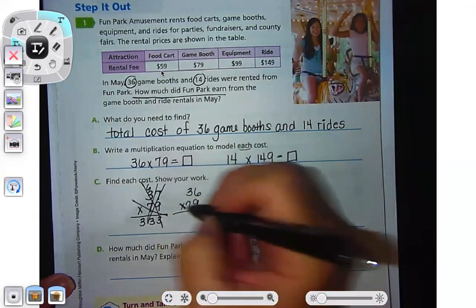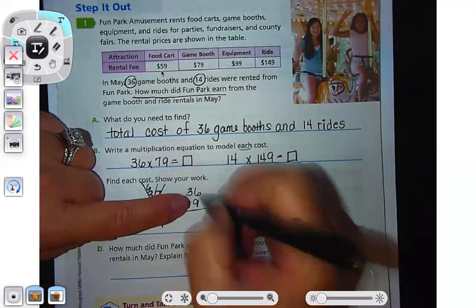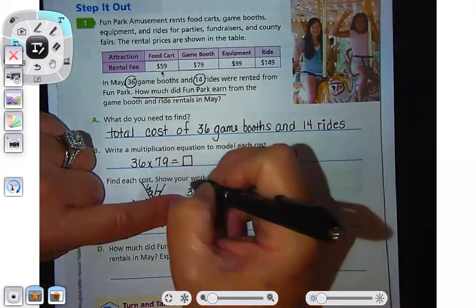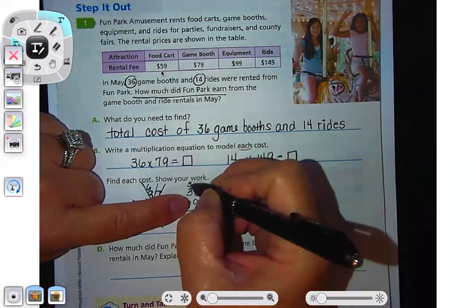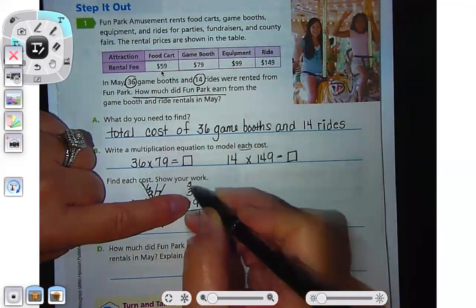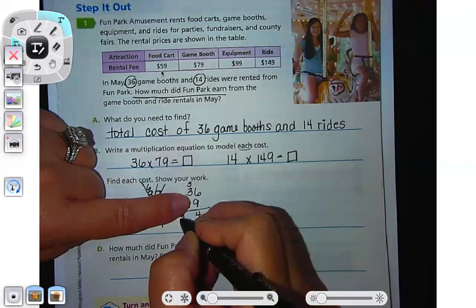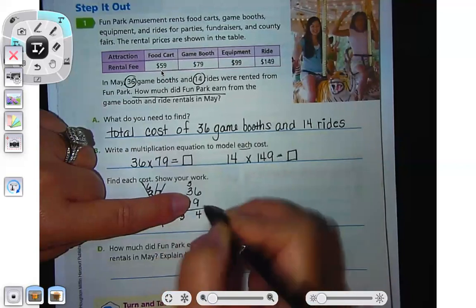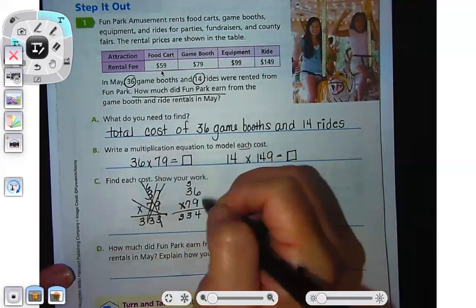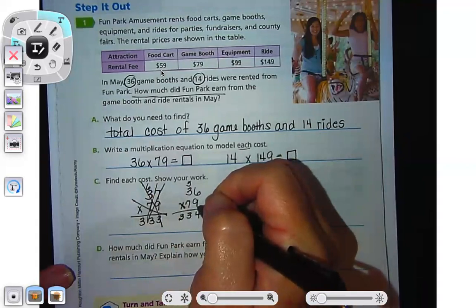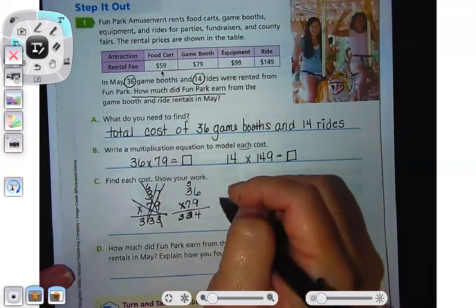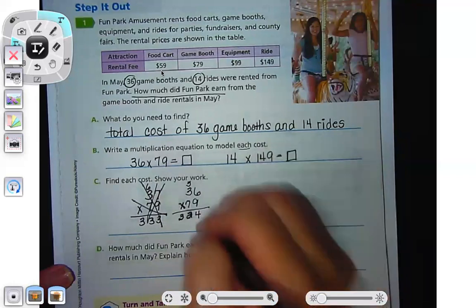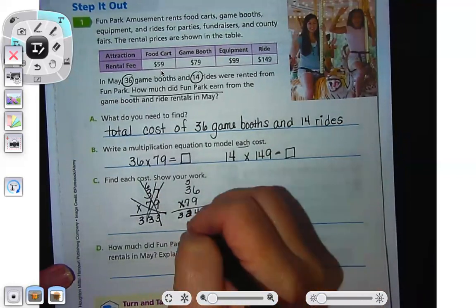You were probably thinking in your head, Miss Williams, that's not the right number. All right, 6 times 9 is 54, so drop the ones off, regroup your 5 tens. 9 times 3 is 27 plus 5 more. Sorry, I'm looking at this problem in the book, which is not what they have. All right, so 7 times 6 is 42.